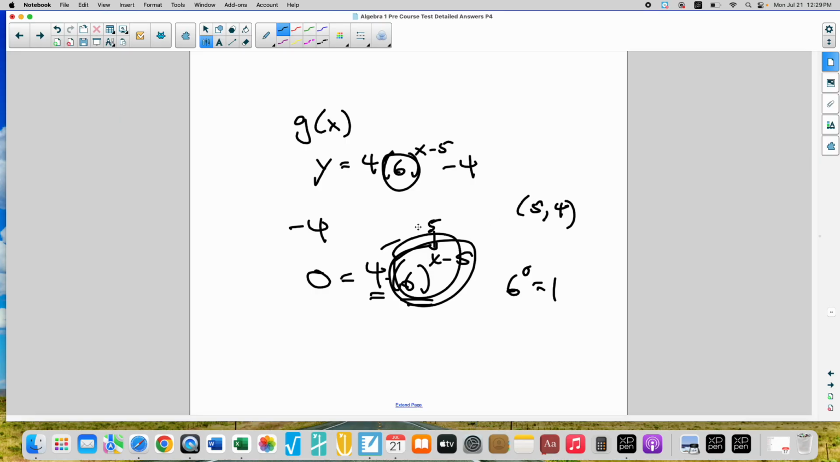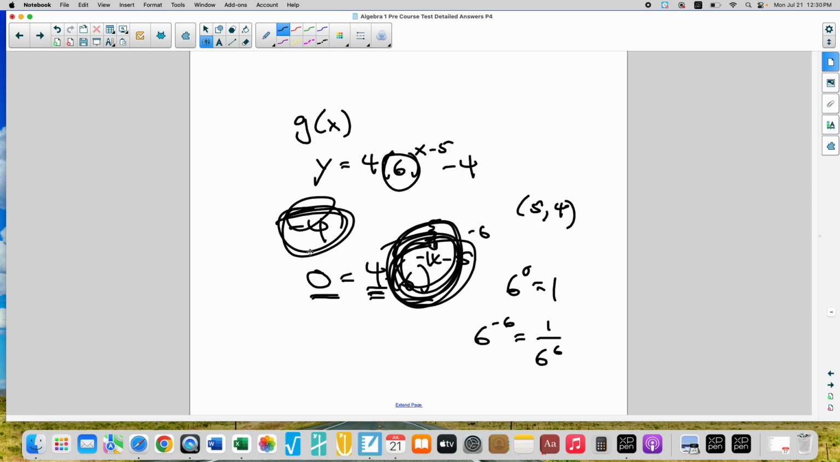If you did negative numbers, like 6 to the -6, that does not make a negative number. It just makes a small number, 1 over 6 to the 6. So it just makes a super small number times 4. So we're never going to be able to get a 0 value in there. What would get rid of it is the -4. So that's why it's my asymptote.